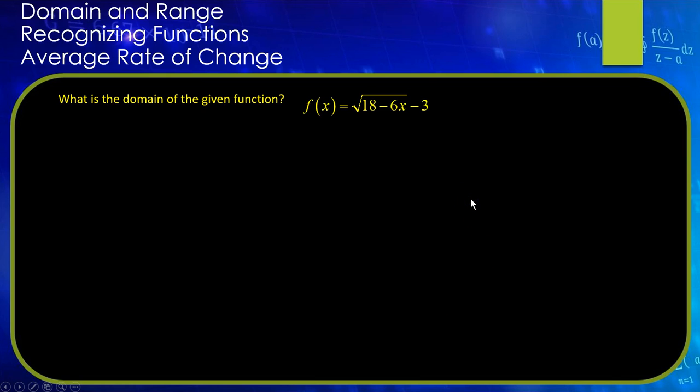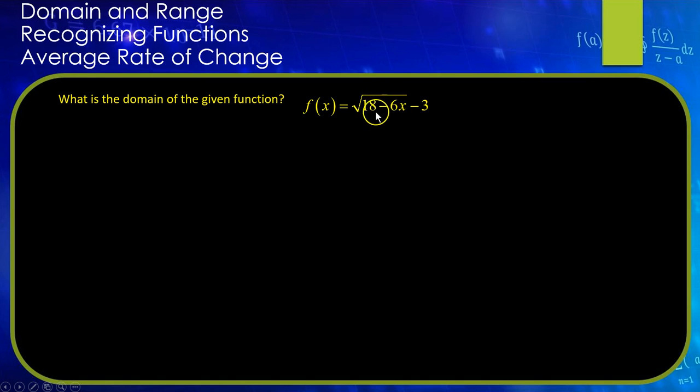Now try this one here and see what you think the domain of this function is. Well, here we have the 18 minus 6x underneath the radical. The minus 3 doesn't really play a role for the domain. It's more of anything that would work with the range. But the 18 minus 6x is what's going to be affected by the radical.